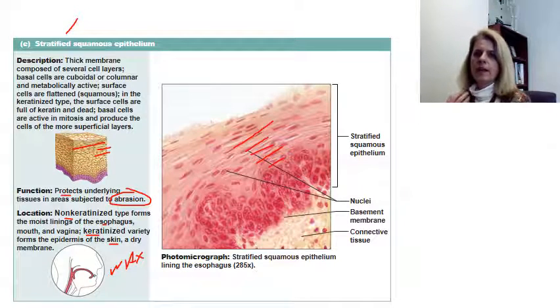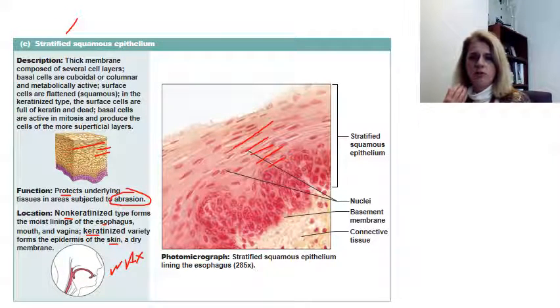So imagine eating a sharp cracker. You need protection in your mouth and in your esophagus as that's moving down so it doesn't scrape away and destroy the underlying tissue. Intercourse produces a lot of friction, so you want to protect the vagina. So you have stratified squamous there as well.